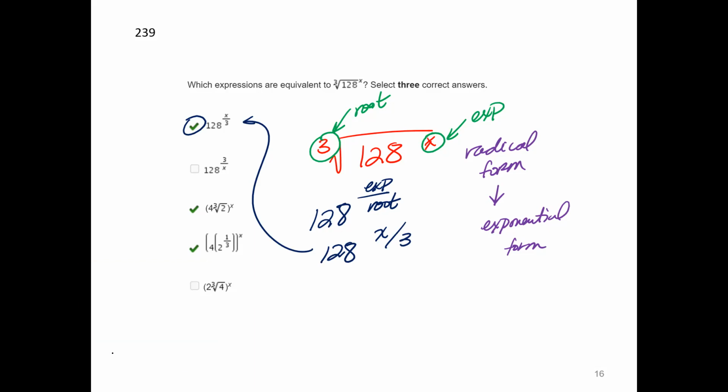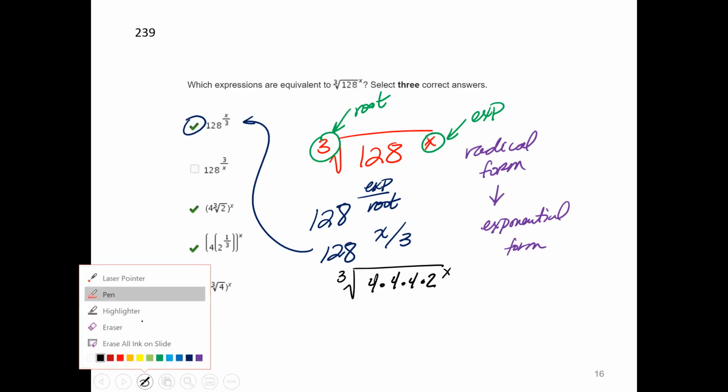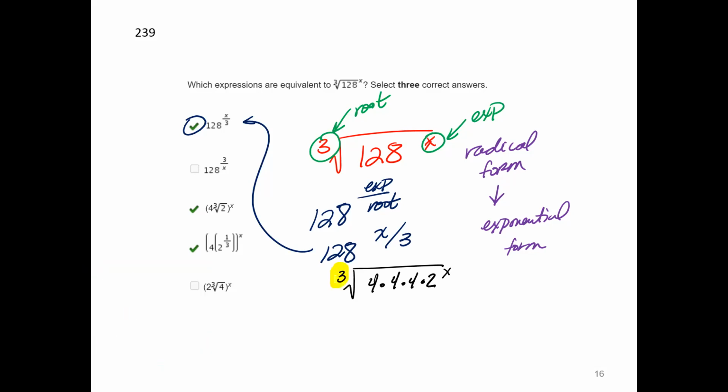Another way that you can write this is if I take the 128 and I break it down, okay? So I know that this is a root with a 3. There's an x right here. What times what gives me 128? I know I could do a 4 times a 4 times a 4 times a 2. That gives me 128. In order for me to take some numbers out, I have to have 3 of a kind because the root is a 3.